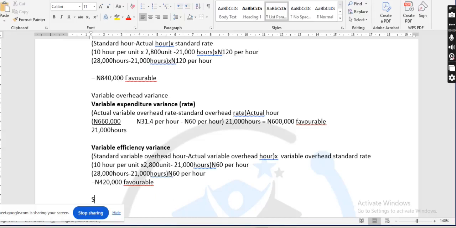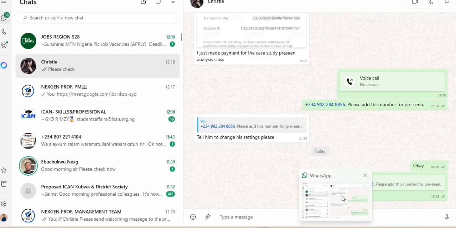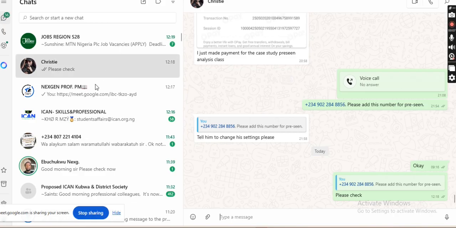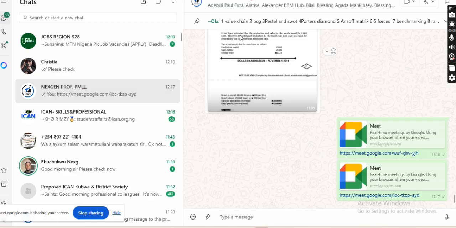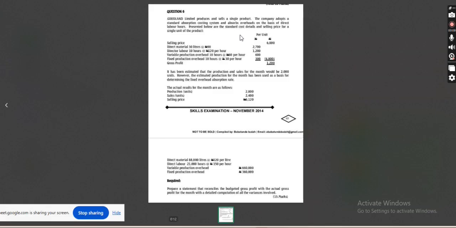The sales variance, because the question says we should calculate all relevant variances. When you look at this, you can see that there is sales there. Is that not so?